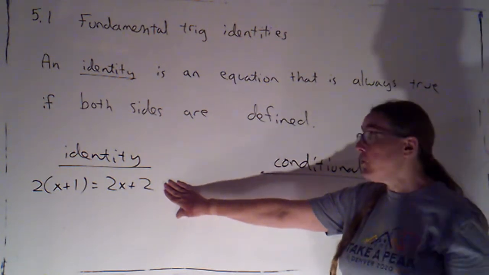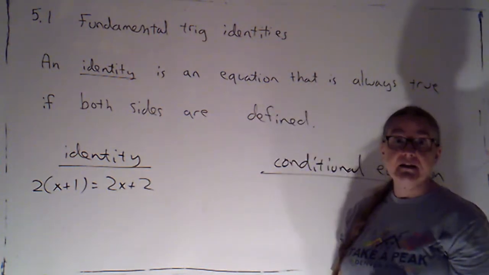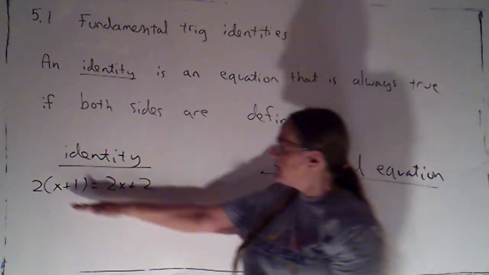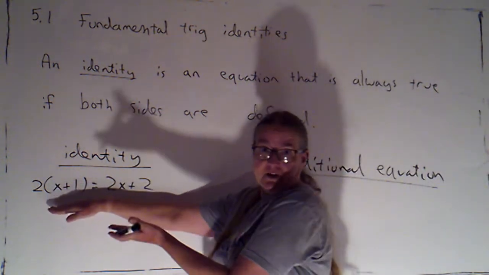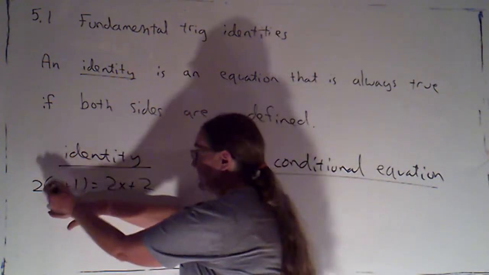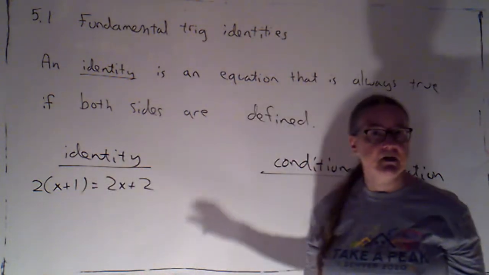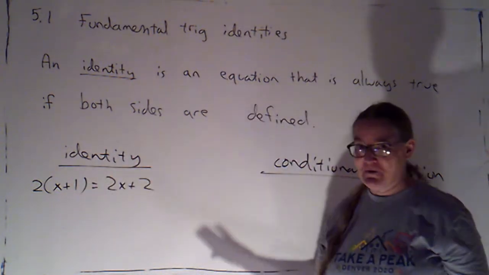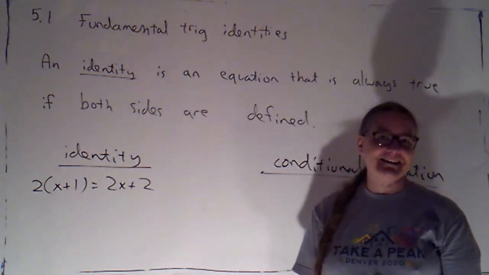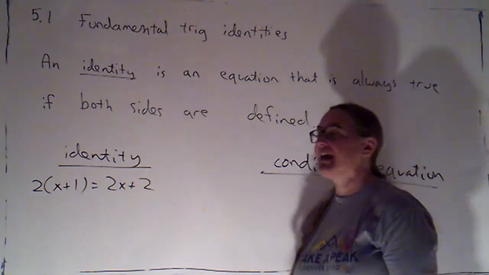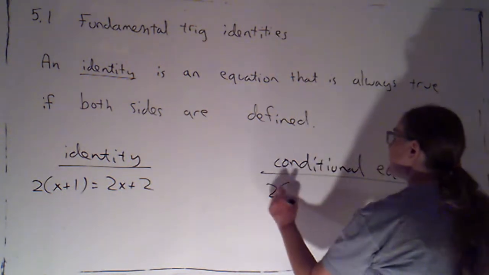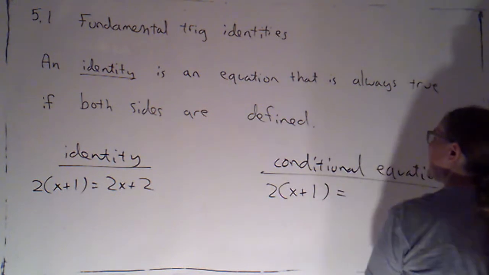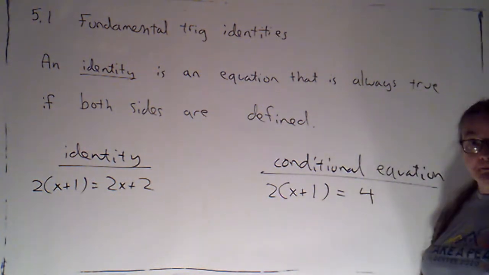That's actually always true because both sides are always going to be defined. This is just essentially an example of the distributive law. Okay. If I distributed the 2, I would get 2x plus 2. And since the distributive law is always true, this is an identity. It's always true. Okay. That's different from something like 2 times x plus 1 equals 4.